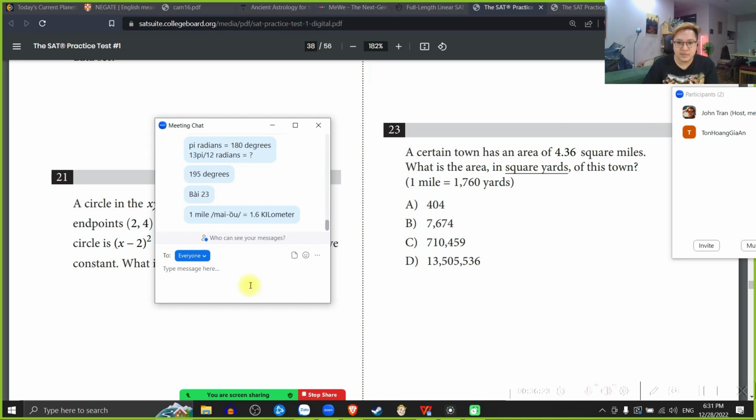Anyway, and they say 1 mile is equal to 1760 yards.